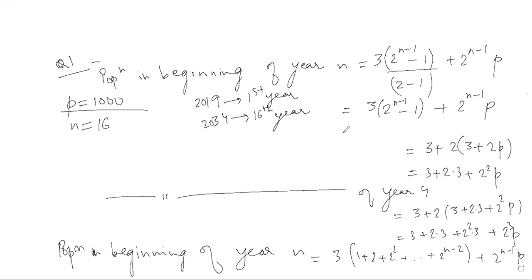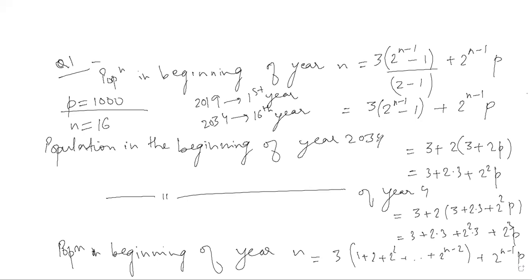Okay, so that is why we'll put the value of n as 16 in this expression. So the population in the beginning of year 2034 will be, we put n is equal to 16.